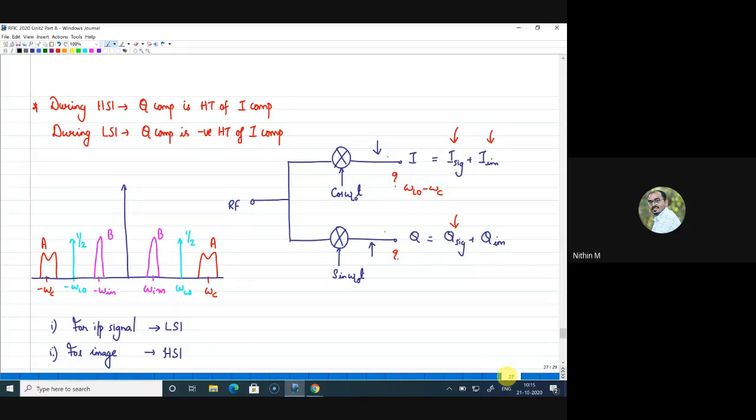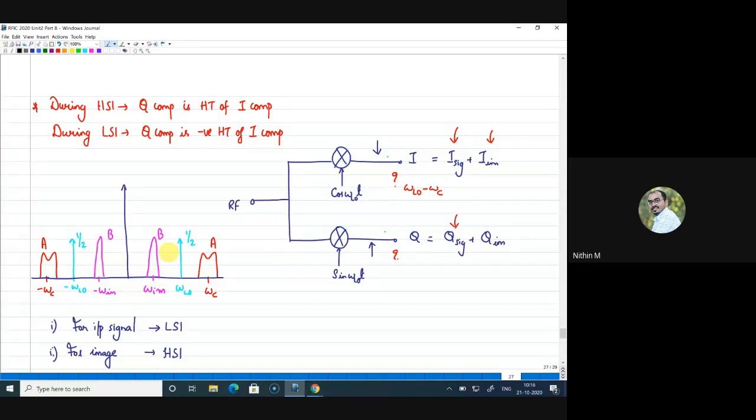After that, we have taken an RF signal. The spectrum you are seeing on the screen now is the input to this part. We are trying to develop the architecture of an image reject receiver. If you look at the input signal spectra, you can see the signal as well as the image, and the local oscillator is placed in such a way that for the input signal it will be LSI, and for the image it will be HSI. So that is what you are seeing here on the screen.